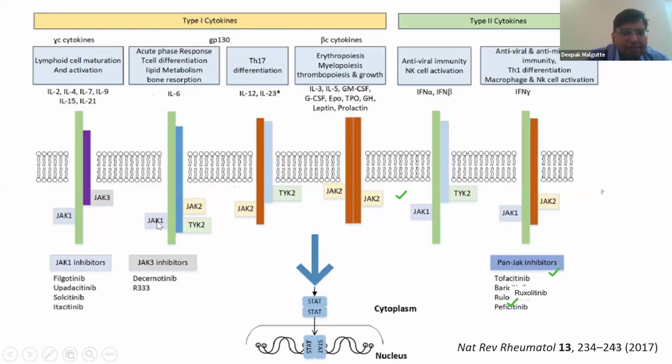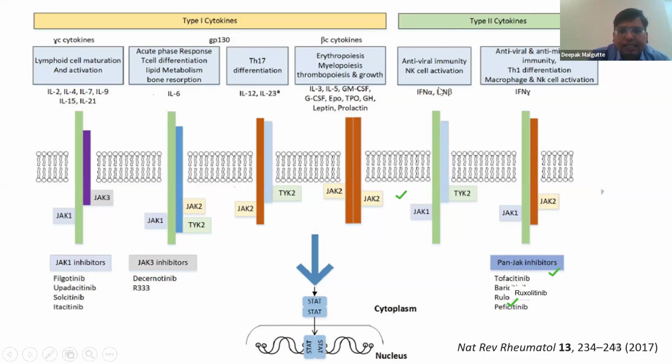Inhibiting the JAK pathway can affect cytokine expression and their effects. That is why these JAK inhibitors, though small molecules, have a big role. Also, with the effect on erythropoietin and thrombopoietin, they can have side effects like thrombocytopenia, anemia, and leukopenia.